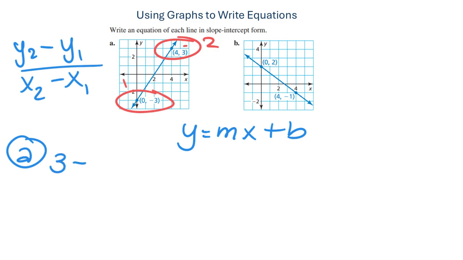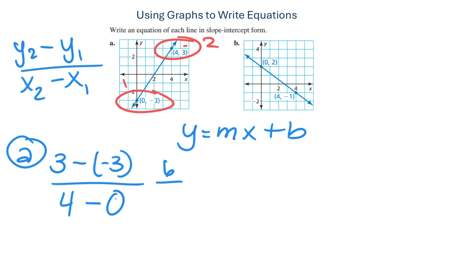3 minus negative 3. Do you see where you have to make sure you write it separately? I will have students write 3 minus 3. If you write 3 minus 3 just because the 3 is negative, you still have to use your minus sign. So this over, what's my x2? 4 minus 0. And what is 3 minus negative 3? 6 over 4. Can I simplify that?